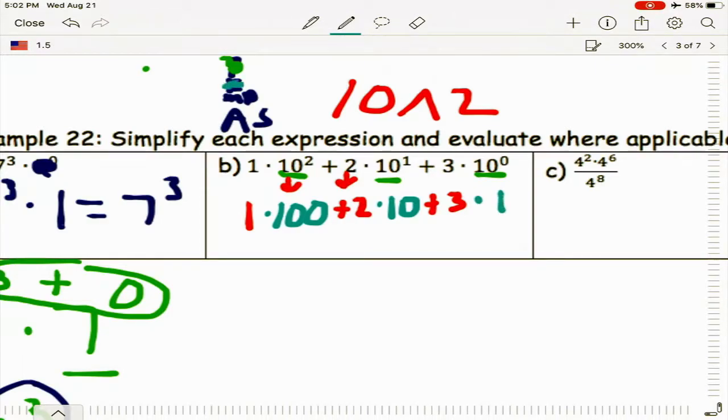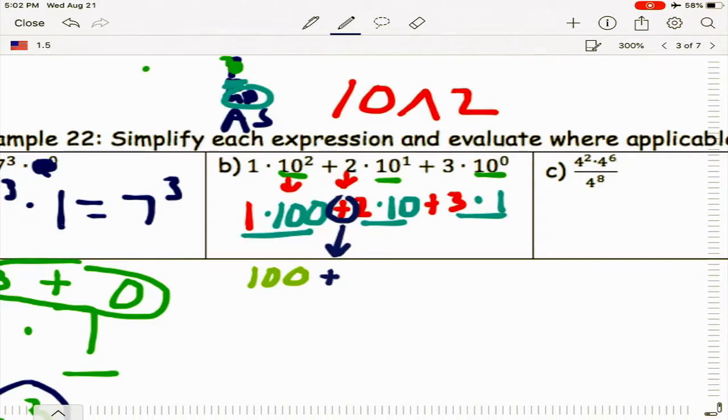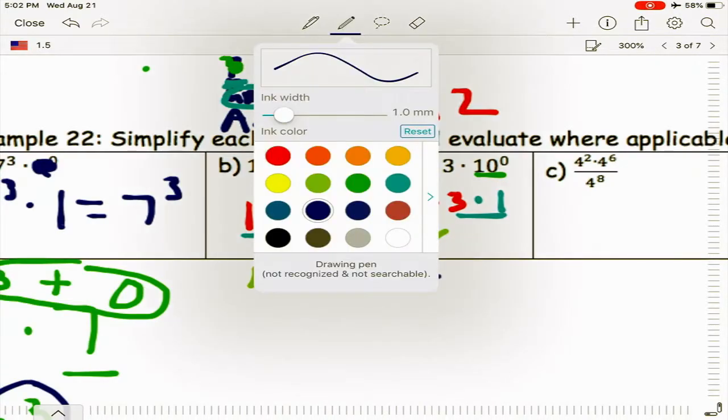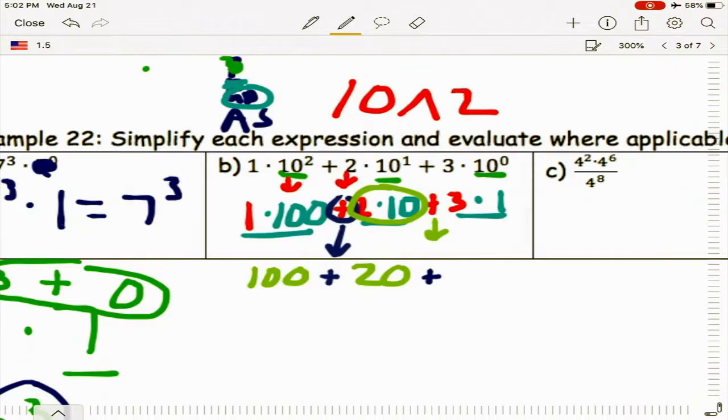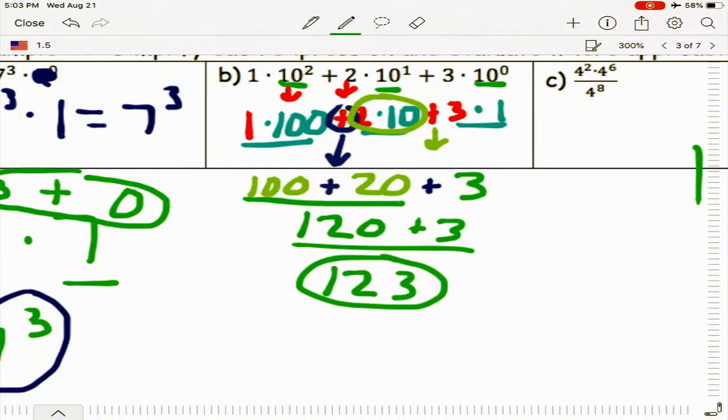Now there's no more exponents, so now I move on to multiplying or dividing. So now I'm going to multiply each of these sets. 1 times 100 is 100. Bring down the plus symbol. 2 times 10 is 20. Bring down the plus symbol. And 3 times 1 is, yes, 3. Now there's no more multiplying and dividing. We move on to adding and subtracting. We only have adding next, so we just add. And 100 plus 20 is 120. Bring down the plus 3. And you get 123.